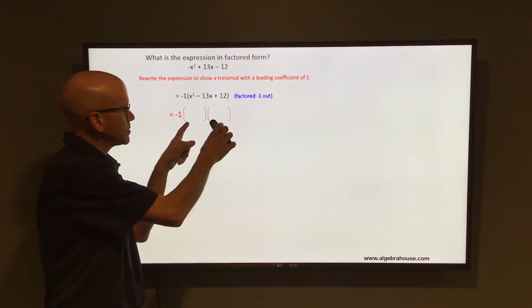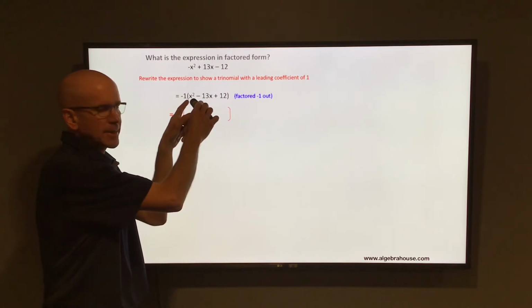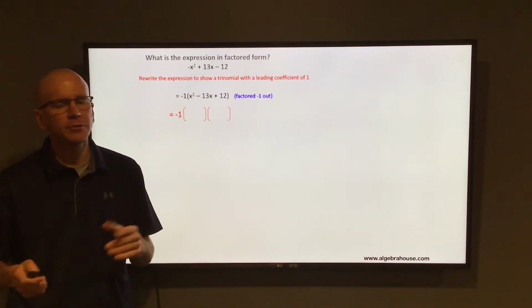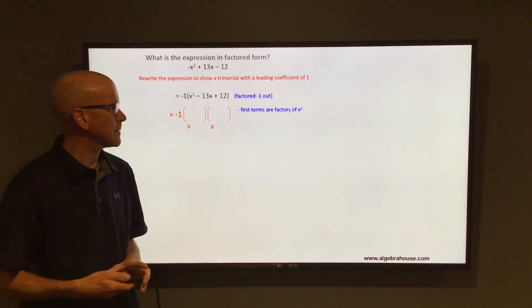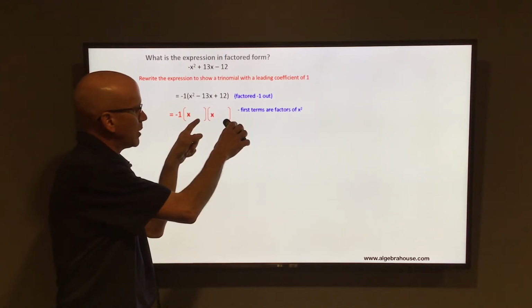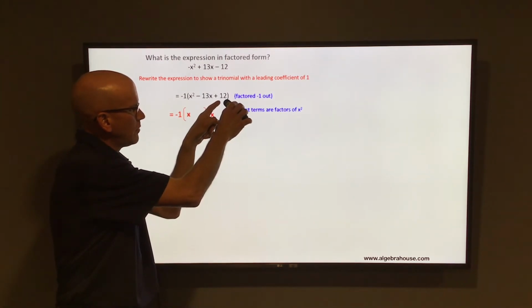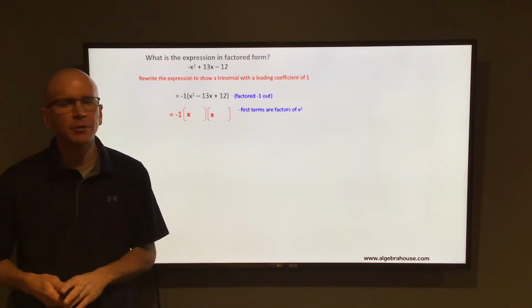The first terms of the two binomials multiply to make this first term x squared. Really no choice there, it's just going to be x and x. The second terms of the two binomials multiply to make 12 and add to make negative 13. Now think about that.